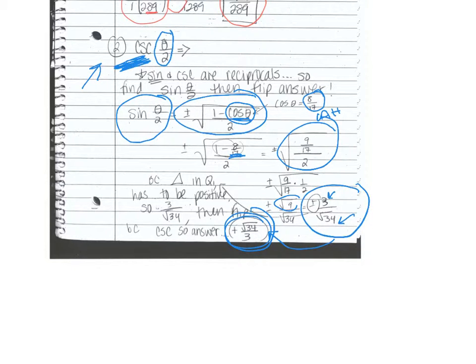Because we're in quadrant 1, that's where our triangle is, that's where our terminal side is, we know that the value cannot be negative because all values sine, cosine, tan, and their reciprocals are positive in quadrant 1. That's why we don't say plus and minus, we cross off the negative.